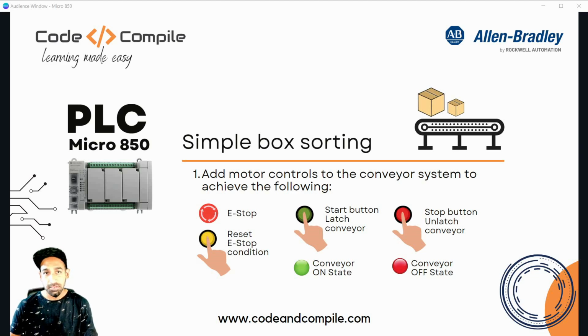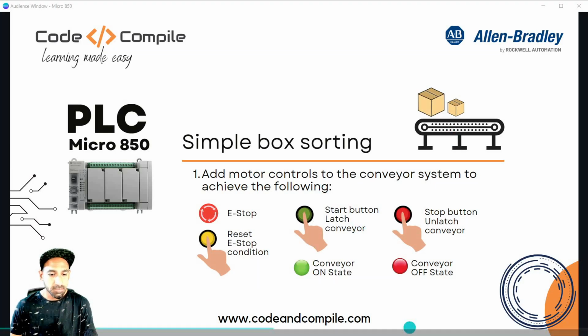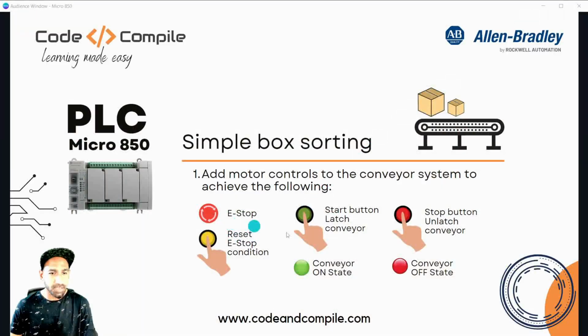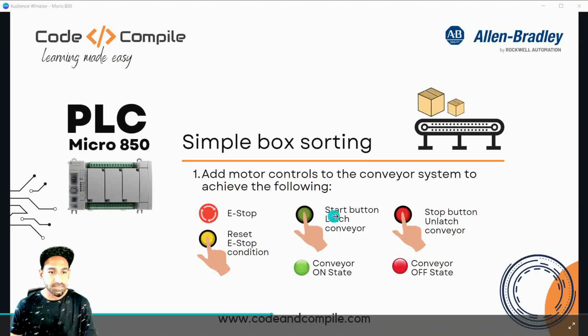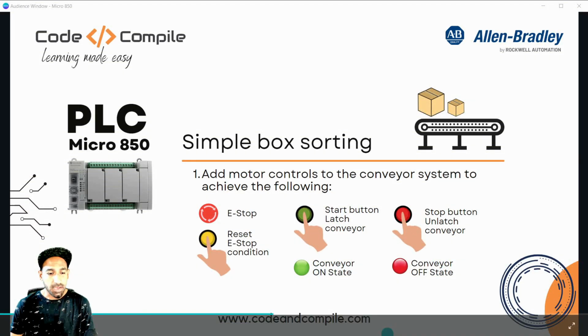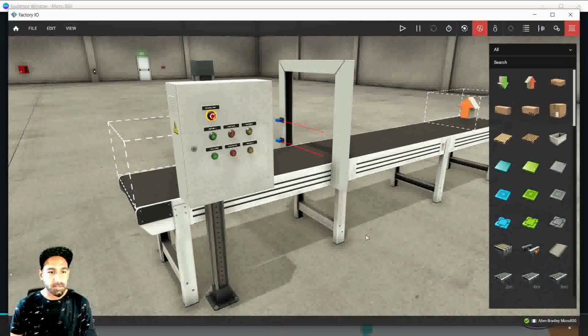We're going to use the knowledge which you have learned so far to achieve one of the tasks of our simple box sorting. And in this task, we will see how we can latch and unlatch a conveyor, which we have already seen before, using the buttons which are on the panel. So we have several buttons like e-stop, start button, stop button, and some indicators. I already put these controls in my Factory IO.